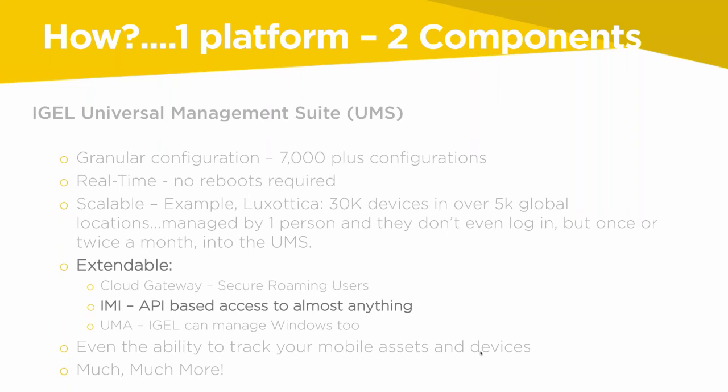Traditional secure roaming. IMI, which is API-based access to almost anything. So it's an API level to where we can communicate with different software packages, different hardware packages, and bring those into our UMS and manage those. So I actually challenged one of our SEs and said, hey, can you bring a Pi into this? He said, yeah, I think I can. And a couple days later, he's like, I got it. And he just played with this in his spare time. He's not a professional developer. He's pretty good at it, don't get me wrong. But that's not his main goal in life.